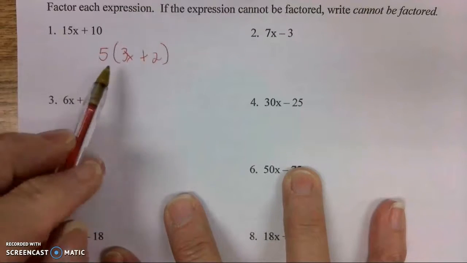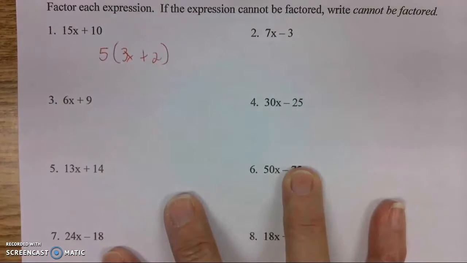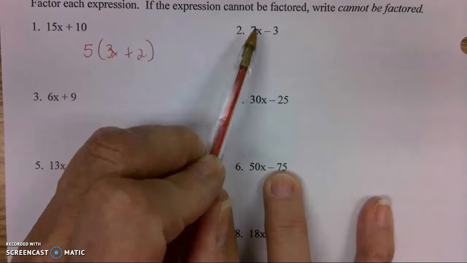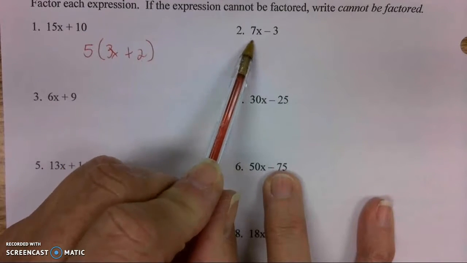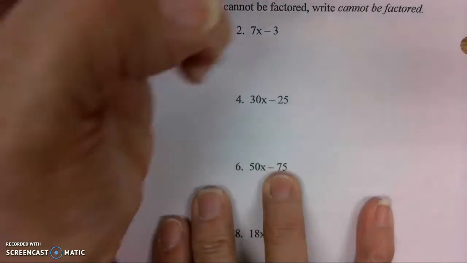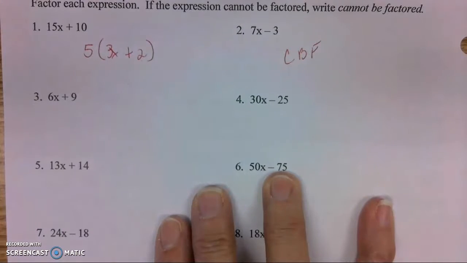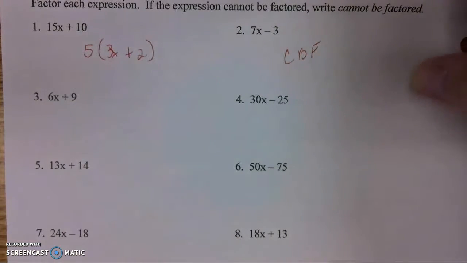I know that 3 times 5 is 15. 2 times 5 is 10. Let's look at number 2 a second. There is no common factor between 7 and 3 except for 1. So in this case, cannot be factored. And you can just go ahead and abbreviate it. Now, make sure you check for factors, because you shouldn't have a whole lot of can't be factored.